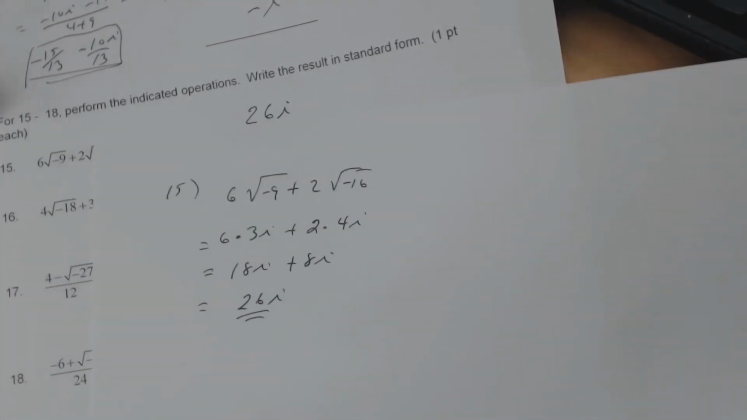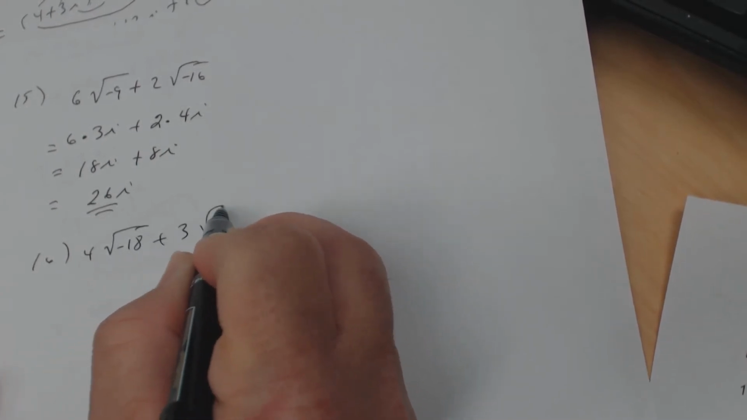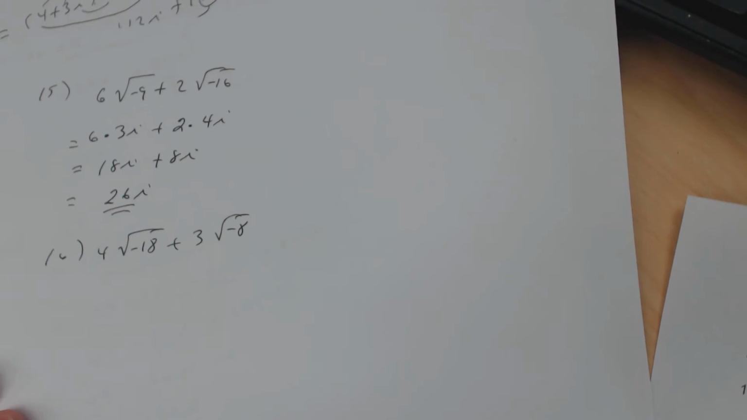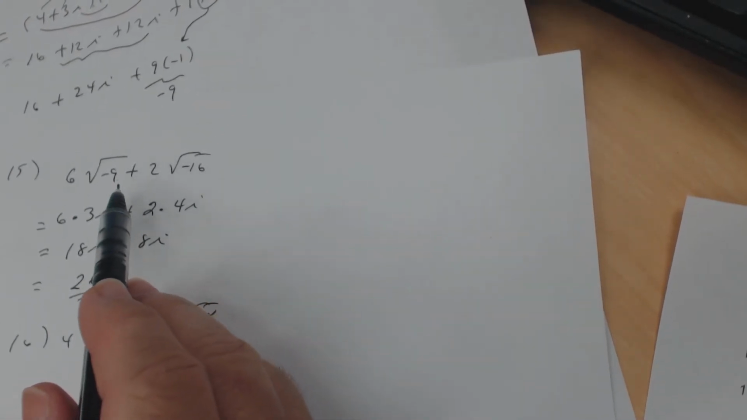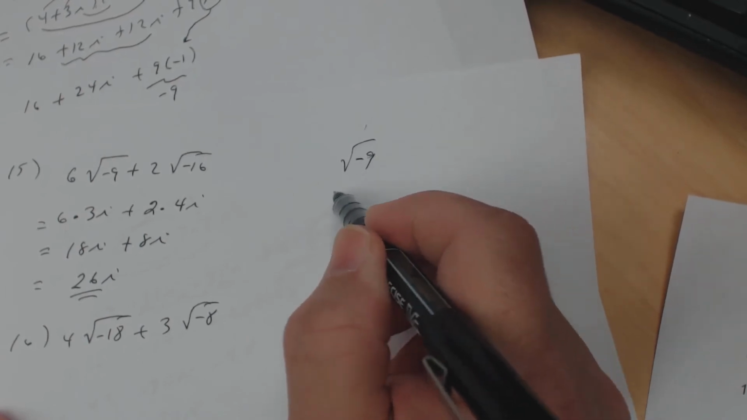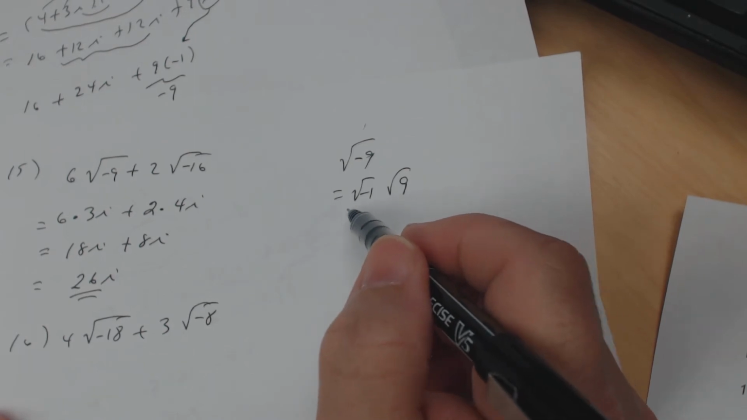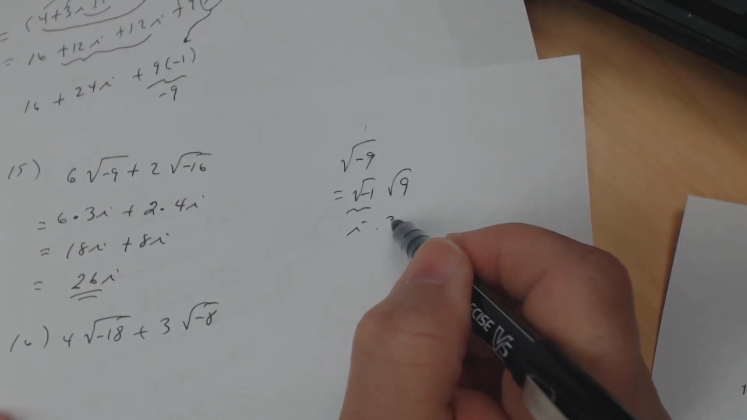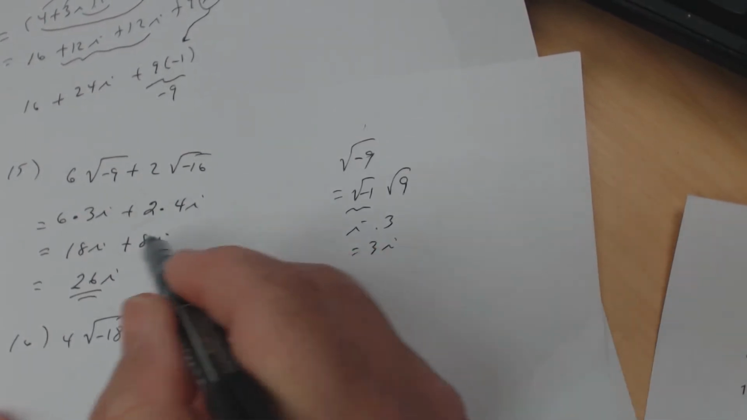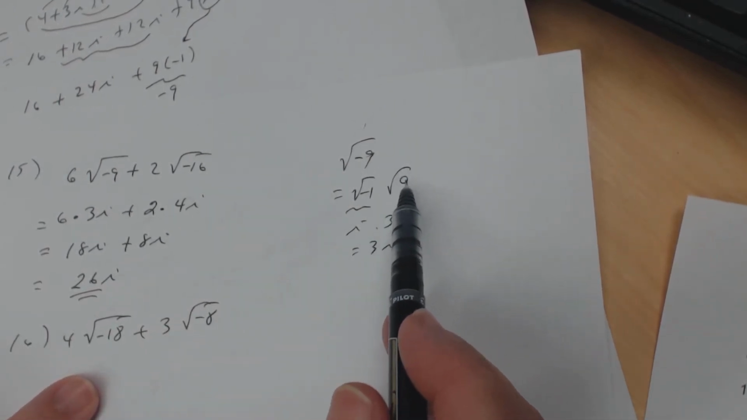Okay, number 16, you have 4 square root of a negative 18 plus 3 square root of a negative 8. All right, now here you are taking the square root of a negative 9, and remember the square root of a negative 9 you can write as the square root of a negative 1 times the square root of 9. And the square root of a negative 1 is I, and the square root of 9 is 3, and so that's how we got 3i here. So for these, though, and this was easy because 9 was a perfect square.